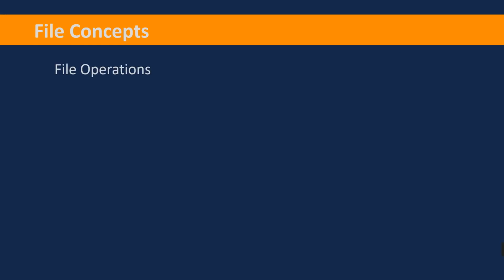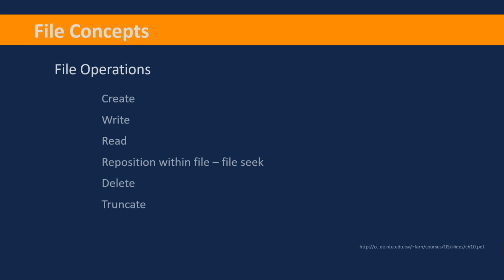You can also do some operations on the file. For example, you can create a file. You can write something on the file, and then you can read data from the file. You can reposition within the file, delete the file itself, or truncate. You're going to remove something apart. You just retain a certain part of the file, you truncate.